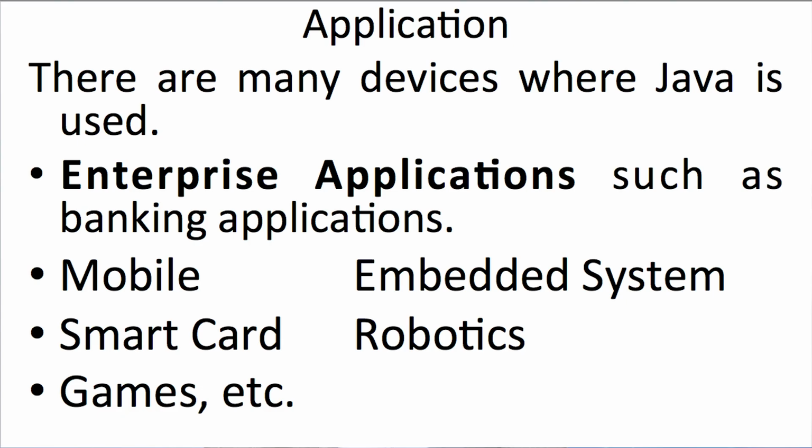We can develop mobile applications, we can develop embedded systems where different technologies are used. Embedded means mixing different technologies. So Java is helpful for developing embedded systems. We can do the programming for a smart card in Java. In robotics we can use Java programming. For developing any game we can use Java programming. So these are the important applications of the Java programming language.